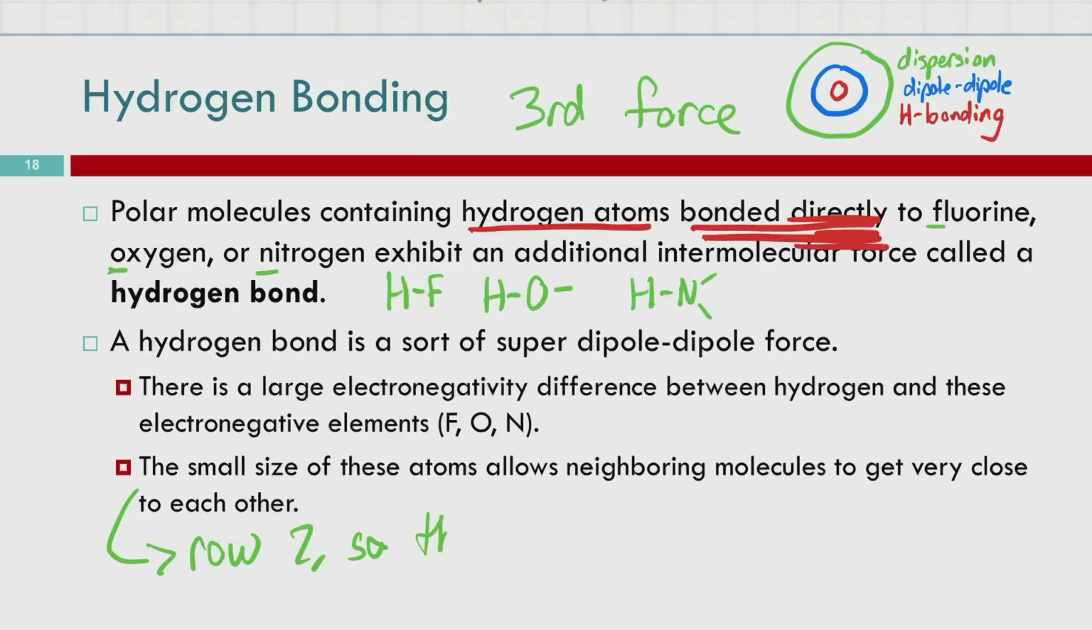Row 2, so they are small. Right, so they're small, and they've got high electronegativity values. Fluorine has 4, oxygen has 3.5, nitrogen 3.0, and hydrogen's a 2.1 by comparison. Because they're small, they can get really close together. You can pack more small people in small spaces than big people.